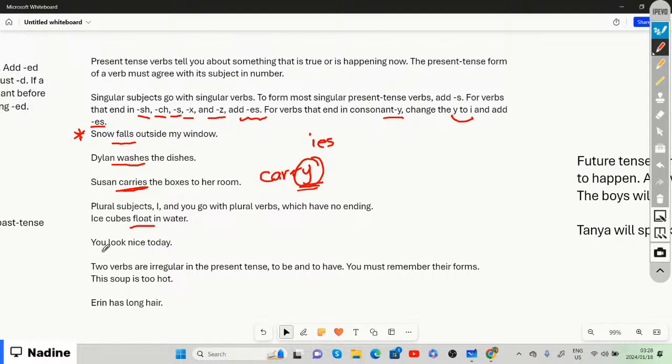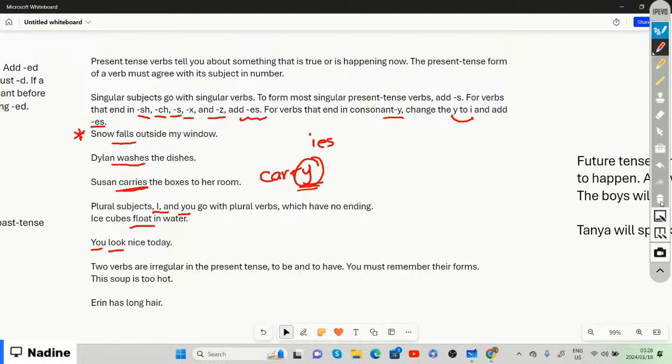You look nice today. So we said that a plural subject can be I and you also. So you look nice today. We don't say you looks nice today. You look nice today. And two verbs are irregular in the past tense, which are to be and to have. And you're just going to have to remember their forms, right?